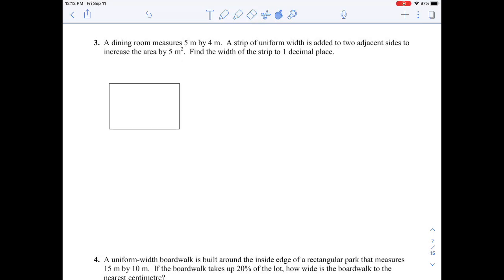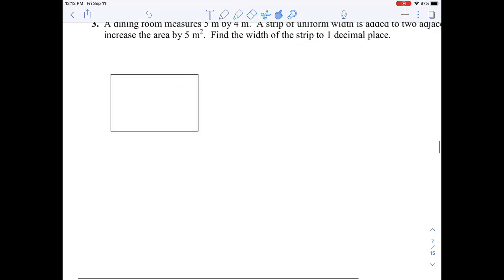So now we've got a dining room that measures 5 meters by 4 meters. And we have to be careful of the language in the next sentence. A strip of uniform width is added to 2 adjacent sides to increase the area by 5 meters squared. So that word adjacent just means 2 sides that are touching each other. So 2 sides that meet at some sort of vertex point or corner of the room. And then we want to find the width of this strip to 1 decimal place.